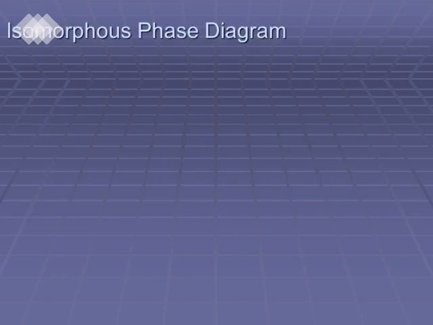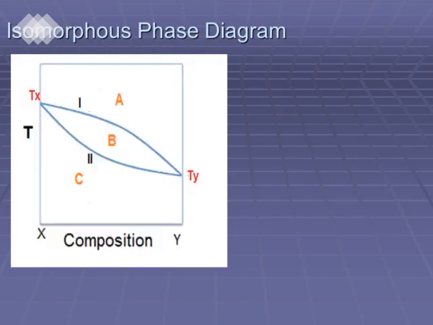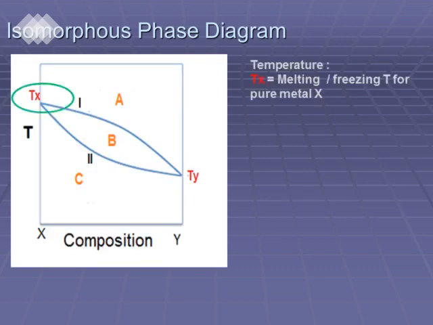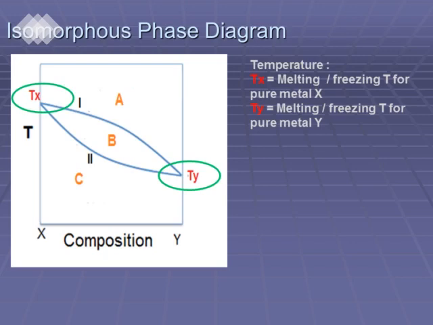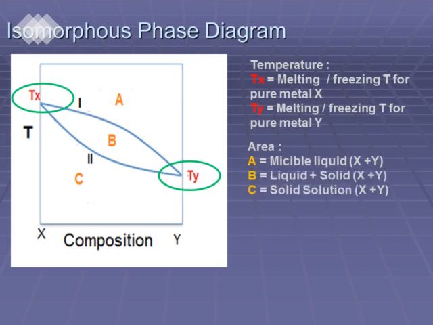Now, let us study the isomorphous phase diagram of element X and Y. Tx is the melting or freezing temperature for pure metal X, and Ty is the melting or freezing temperature for pure metal Y. In area A, all the solid solution of X and Y are in a form of liquid. On the other hand, all the solid solution of the two elements are in solid form in area C. A mixture of solid and liquid phases of the solid solution can be obtained in area B.